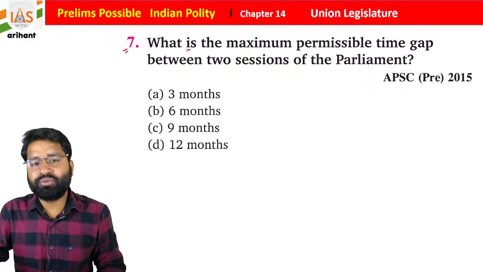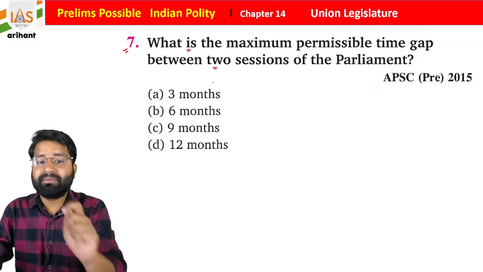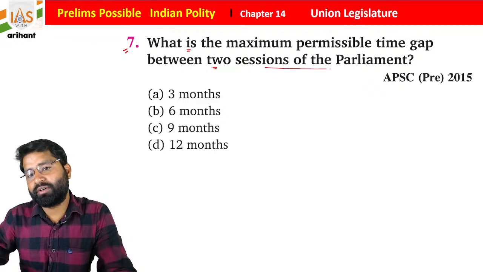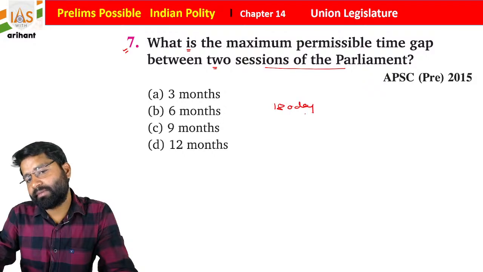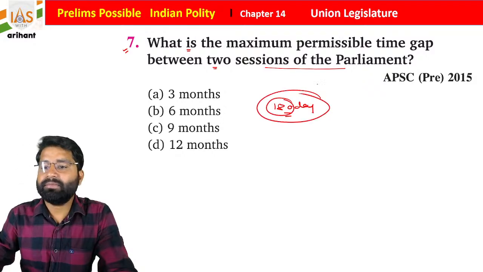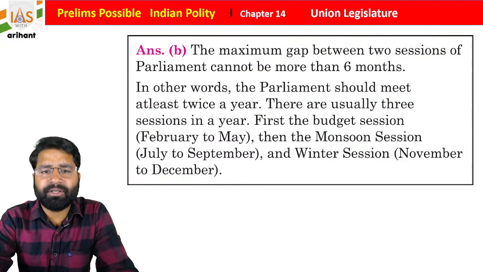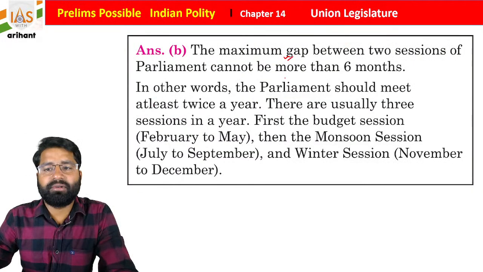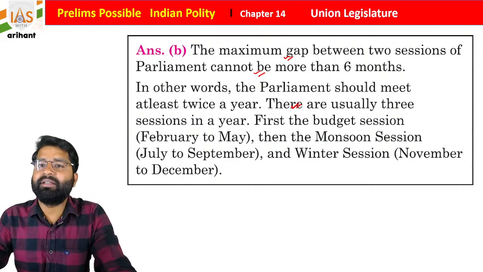The 7th question: what is the maximum possible time gap between the 2 sessions of the Parliament? The maximum gap can be 180 days. Otherwise, it is going to be dissolved. So it is 6 months maximum. Assam PSC: the maximum gap cannot be more than 6 months. We already discussed that they meet for 3 sessions: the budget session, monsoon session, and then winter session.